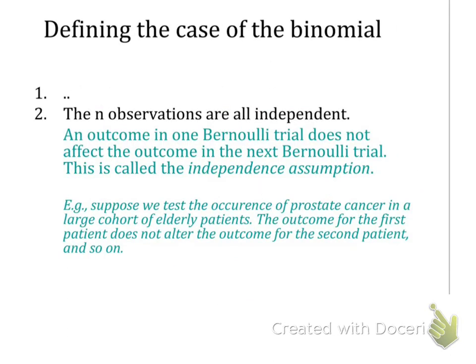The second point is that any observations are all independent. They don't depend on each other. Suppose that you have a test of prostate cancer and a large group of people, a large cohort of elderly patients of old age. The outcome of the first patient, if he has a cancer, doesn't alter the outcome of the second patient or third patient, because all of them are independent. Each patient doesn't depend on the other one.